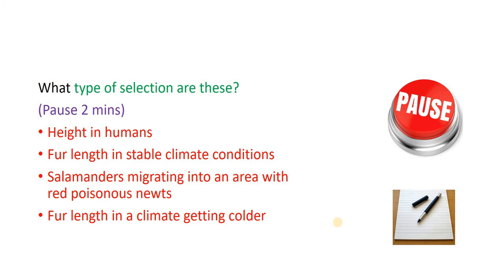Imagine if your fur is too long, you get too hot. If your fur is too short, you'll be too cold. Salamanders migrating into an area with red poisonous newts. Well, those salamanders that look more and more like the newts will survive and reproduce due to mimicry of the poisonous newts. And so you get a directional selection in favour of more and more redder salamanders. So that's directional. The original salamanders that aren't red, they will not be favoured.